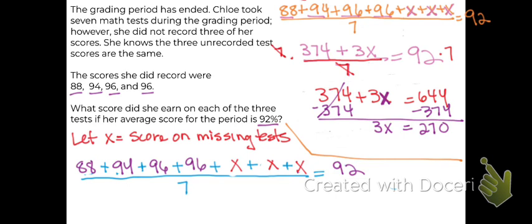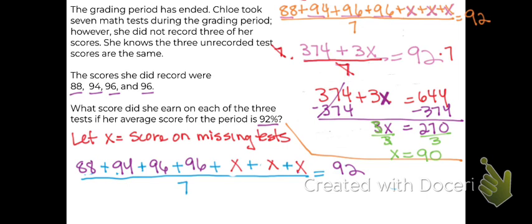Almost done. X is being multiplied by 3, so we're going to undo that by dividing by 3. And we find out that x equals 90. So you don't want to put as the answer x equals 90. For a word problem, you always want to interpret what you found out.